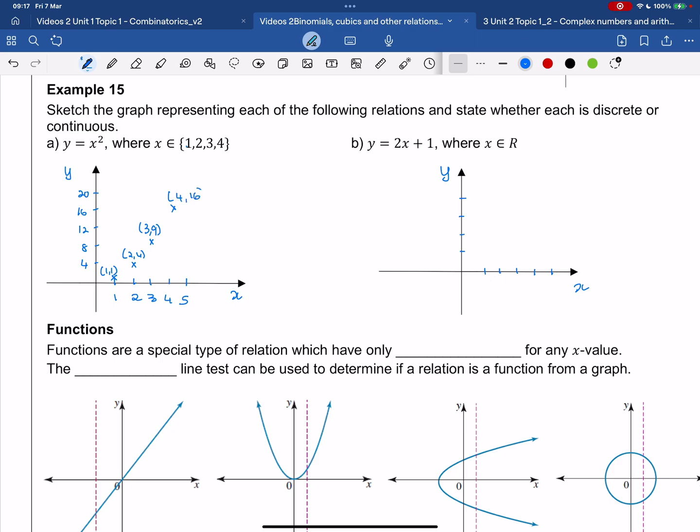And notice I'm not going to join the dots. These are discrete points. There are only 4 points where this function is valid.